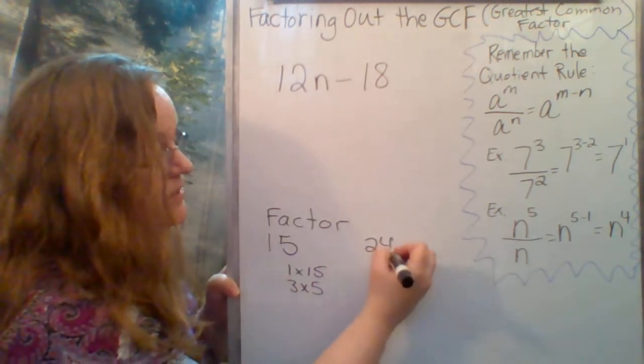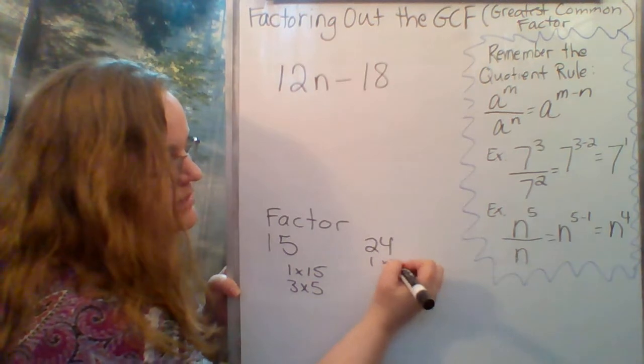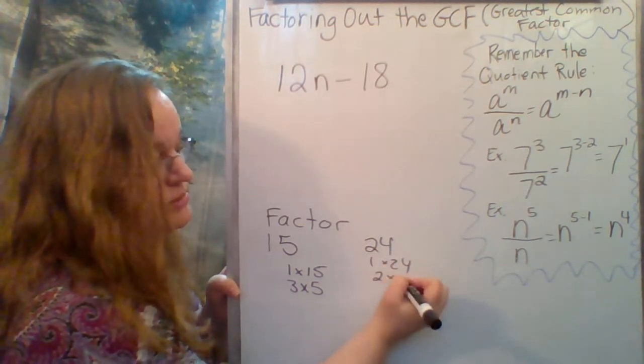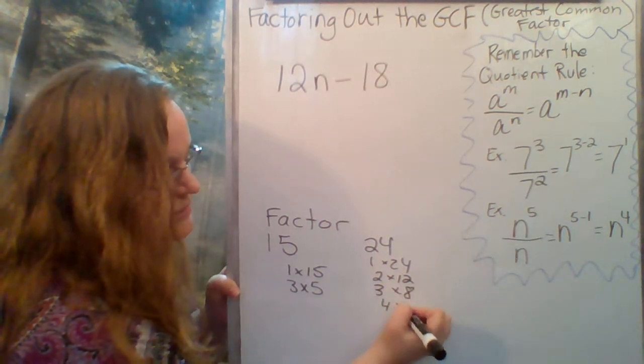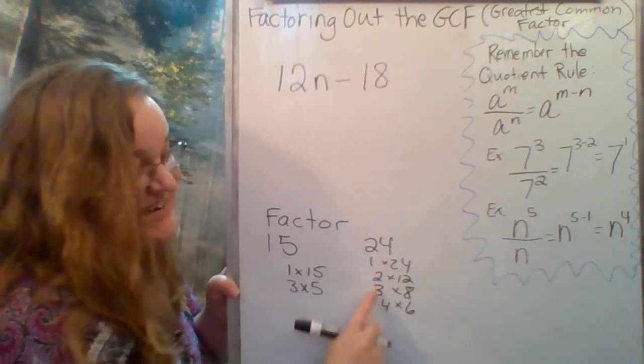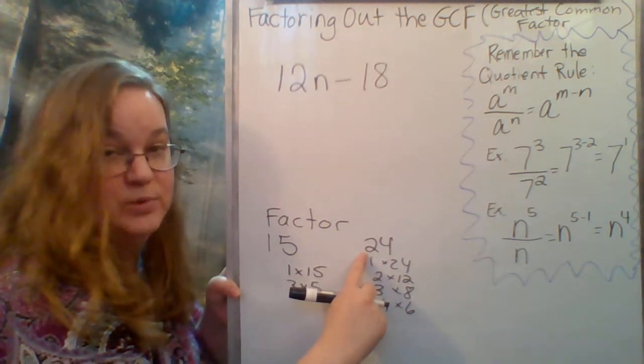If I take a number like 24, 24 has a lot of factors because you can do 1 times 24, you can do 2 times 12, 3 goes into it 8 times, and 4 goes into it. So 24 has 8 factors because each of these numbers goes evenly into 24.